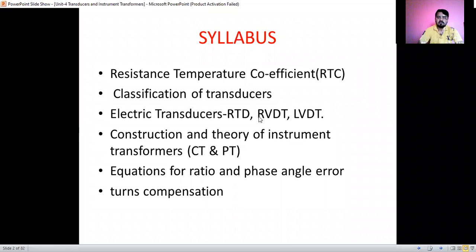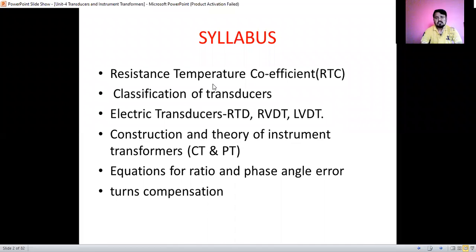One is the transducer part, and another one is the instrument transformer part. So shall we start the transducer part first? According to your syllabus, there are 6 points. The first 3 points belong to the transducer part, and the next 3 points belong to the instrument transformer part. It will take 3 classes, total 6 classes we can finish. Actually they have mentioned 8 or 9 hours. Okay, so we have already studied LVDT and RTD, so it will not take much time.